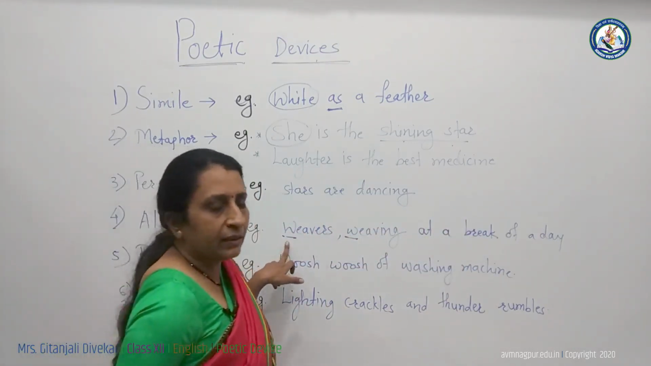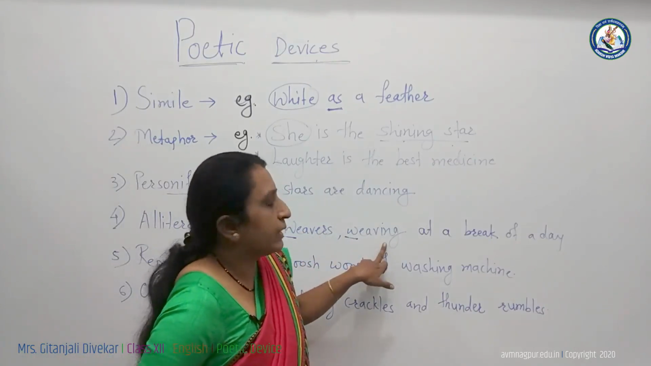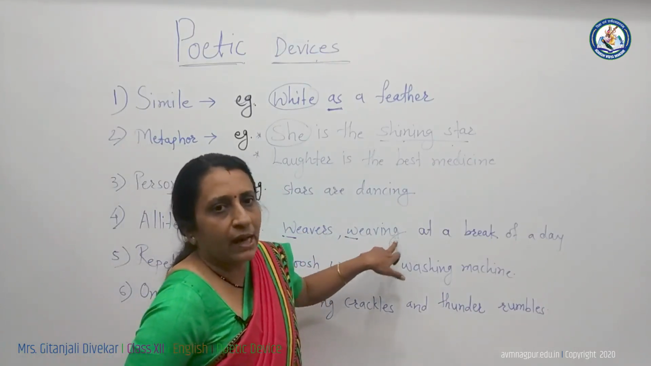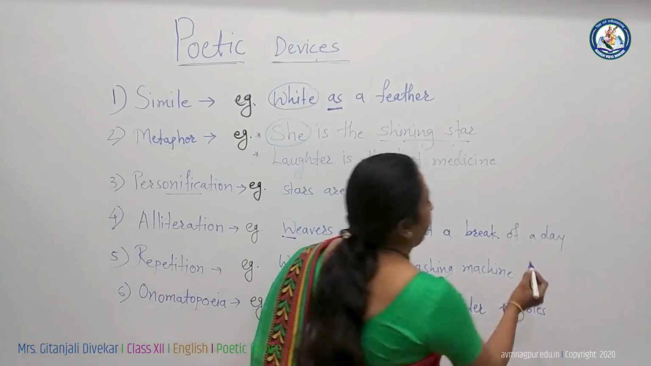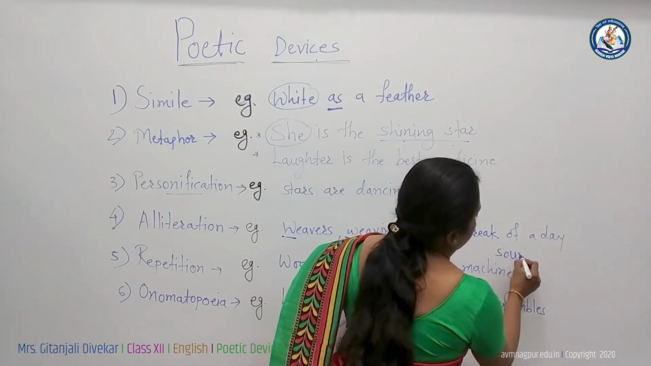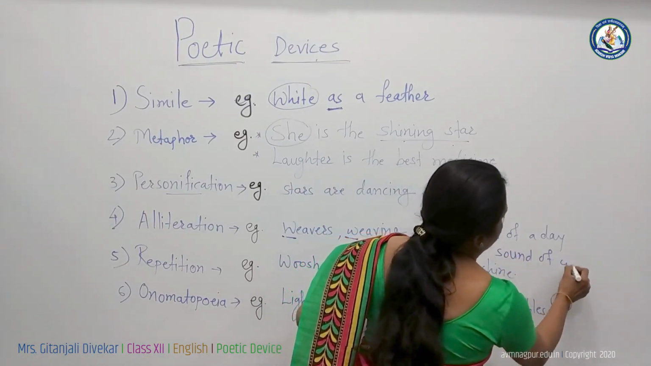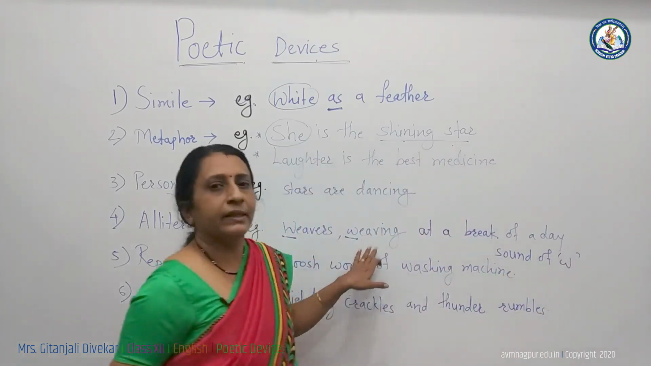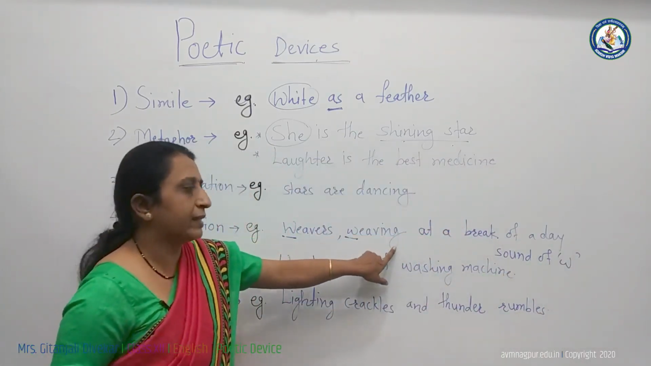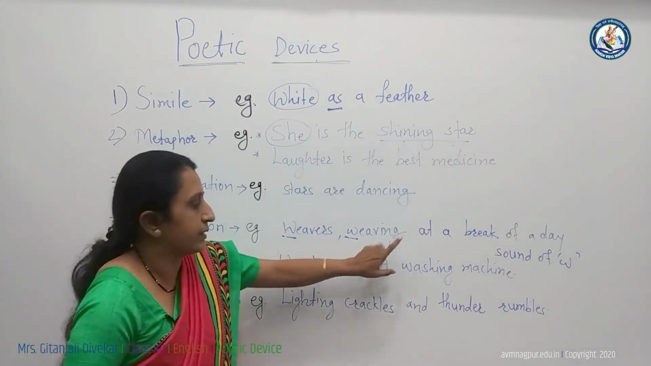While explaining this figure of speech, you should quote it like this: the sound of W is repeated. In this way, you have to explain this figure of speech in the exam.